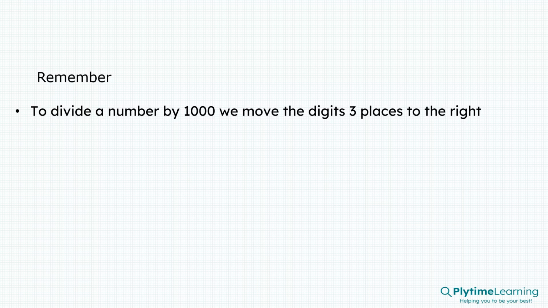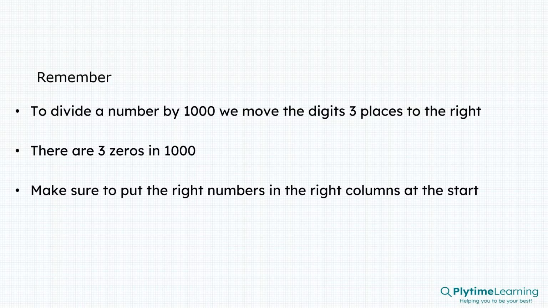Remember, to divide a number by 1000, we move the digits 3 places to the right. We can remember this because there are 3 zeros in 1000. We need to make sure we put the right numbers in the right columns at the start and include zeros as placeholders in our answer.